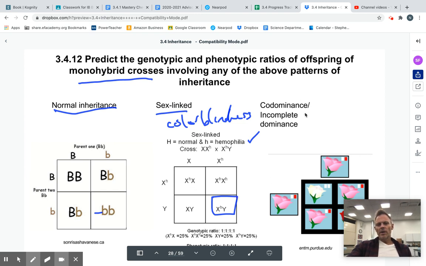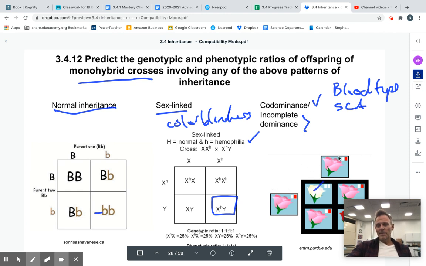And the last one was codominance, which we looked at in blood type. So blood type AB is codominant. And we also looked at it with sickle cell anemia, where you could have the HbA and the HbS. Sometimes they might talk about this thing called incomplete dominance. And this means that both are kind of expressed. So you can look at this example here.